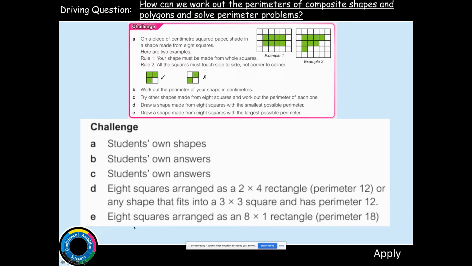For the largest, if you had just a long, thin line of 8 squares along, just 1 square deep, so it's just a long, thin line of squares, your rectangle would actually have a perimeter of 18. So if you think, you would have 8 going along the top, so you'd have 8 going along the bottom. 8 and 8 is 16. Add the 1 at each end, 17, 18. So that would be your biggest perimeter.